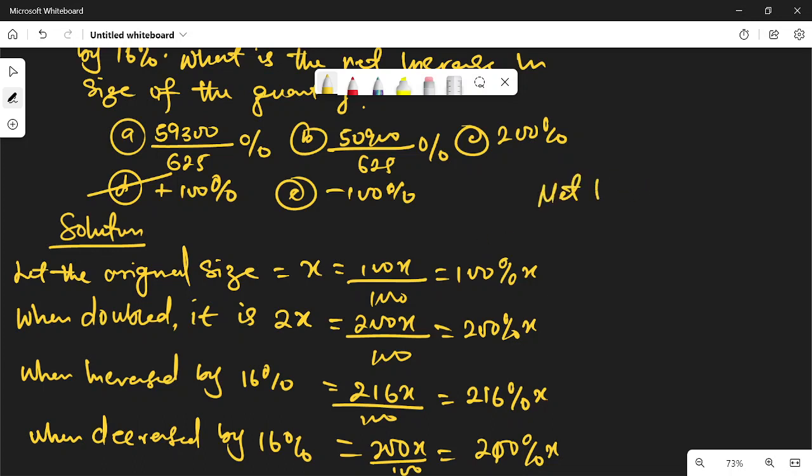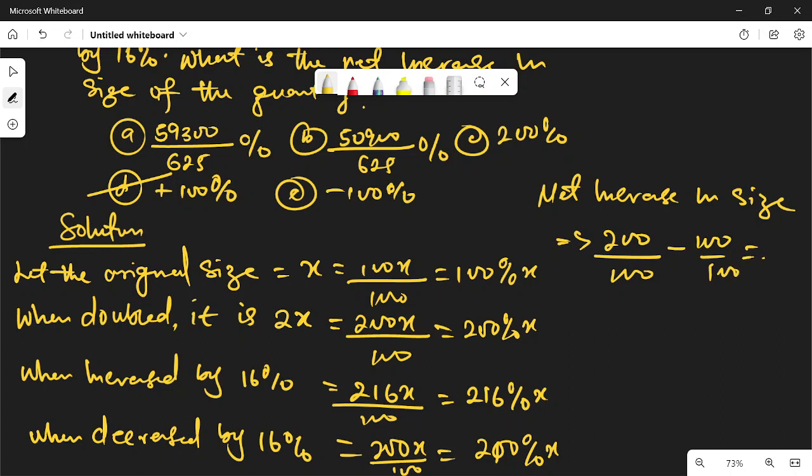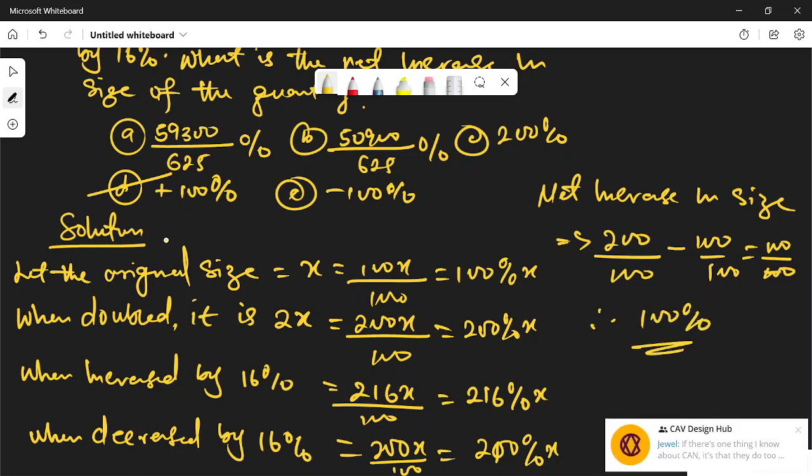So the net increase in size is just going to become 200% minus 100%, which gives us 100 over 100. For that reason, your result is going to be 100%. So the correct answer there is D, like the person states. I want to believe we understand.